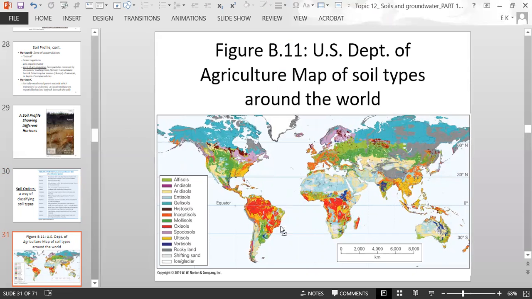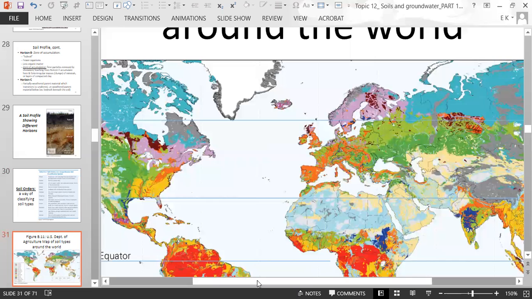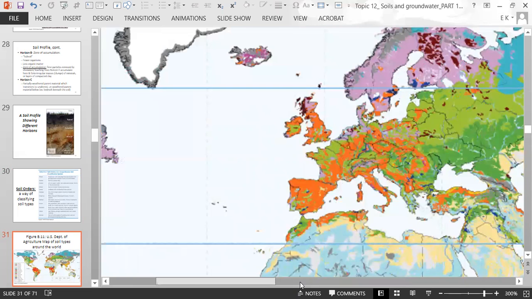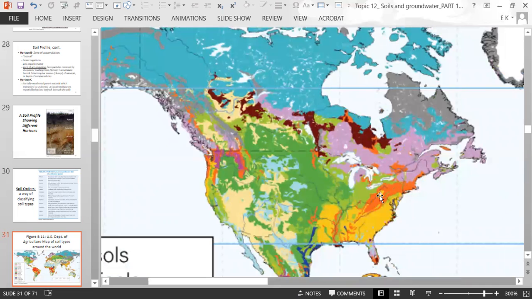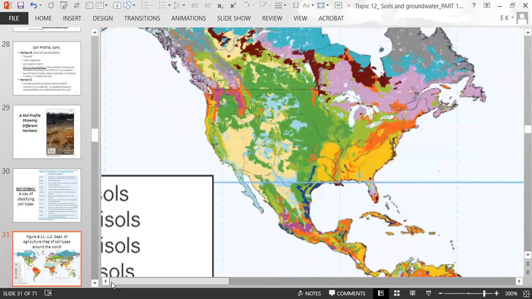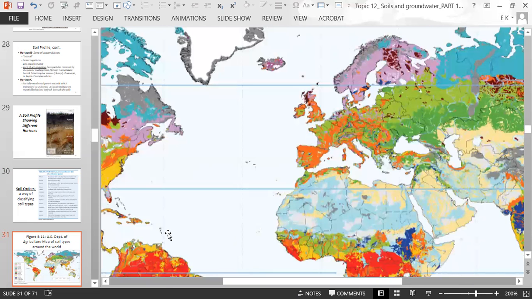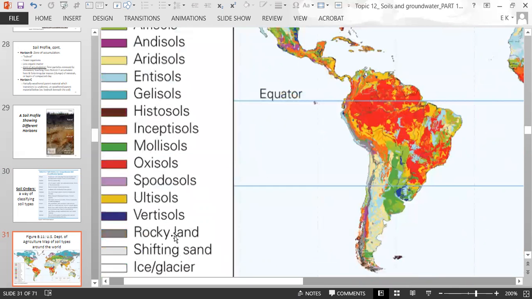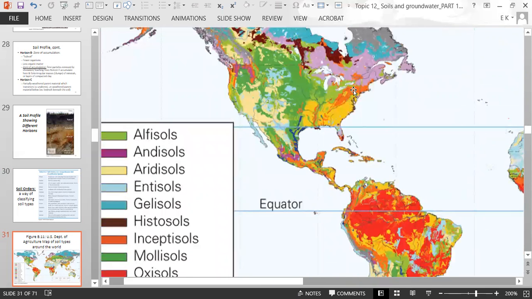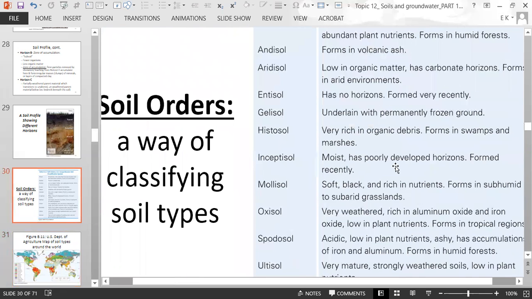Okay, so we can zoom in and look at, let's say here, this orange zone over here. What is that orange zone? That orange looks like Inceptisols, right? This orange here, okay? So that's your Inceptisols. So we go back: Inceptisol, moist, has poorly developed horizons. It formed recently.